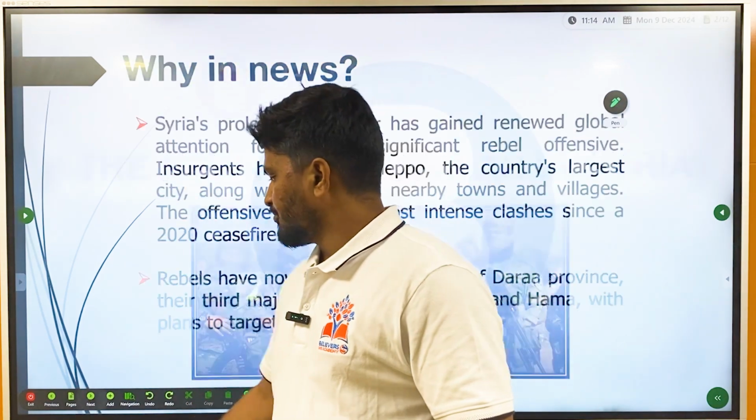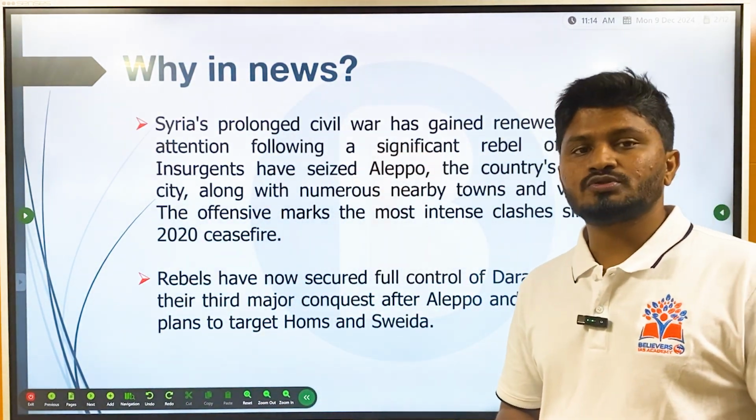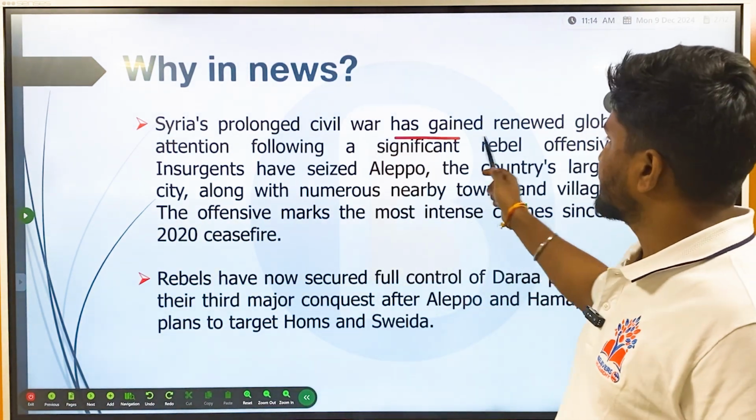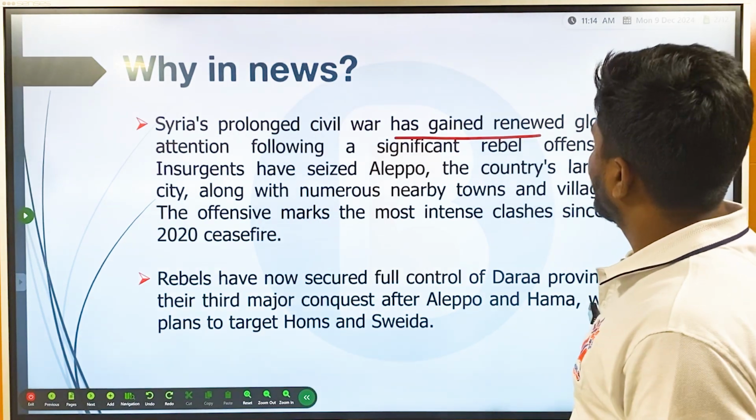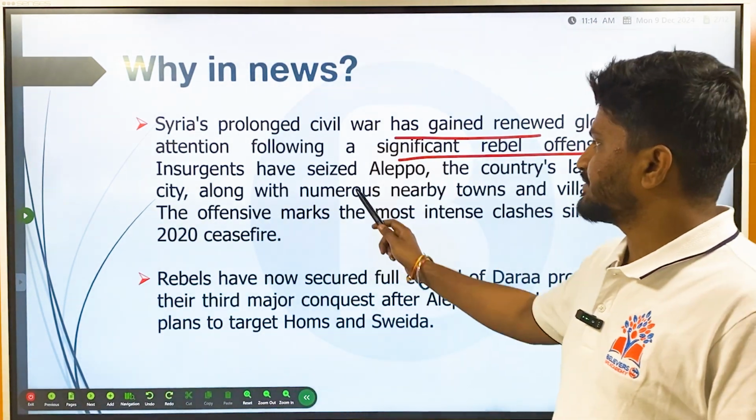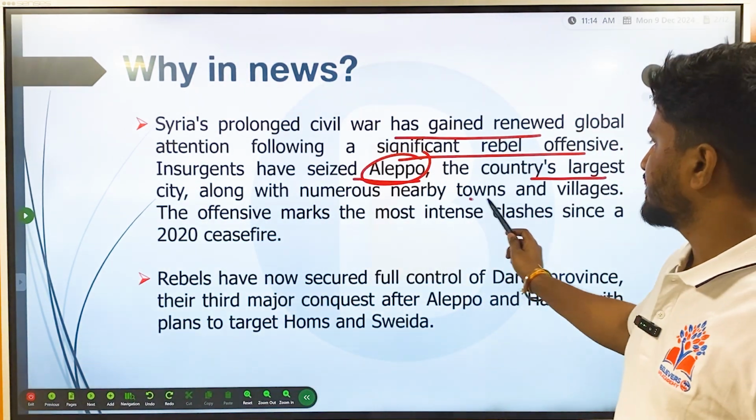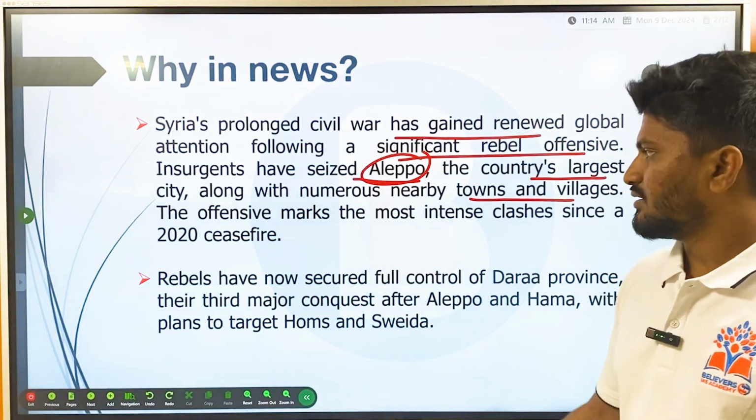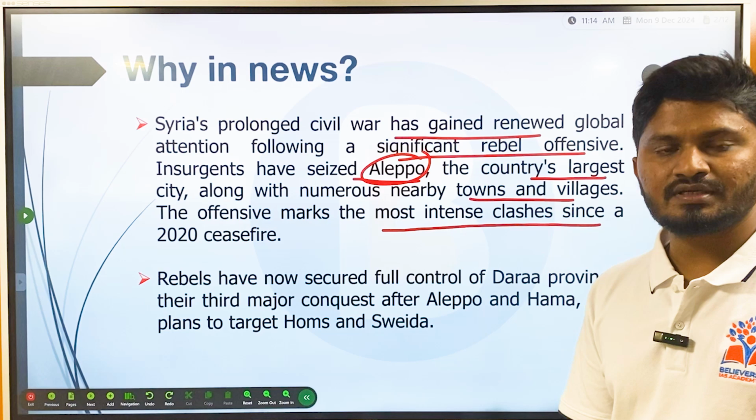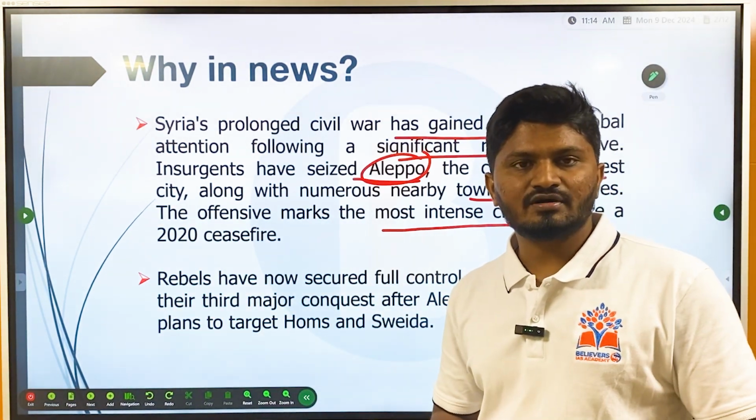It is in the news because Syria has been in a prolonged war since 2011, and the prolonged civil war has gained renewed global attention following a significant rebel offensive. Insurgents have seized Aleppo, the country's largest city, along with numerous nearby towns and villages. The offensive marks the most intense clashes since the 2020 ceasefire. In recent years, this has been the largest attack by the rebels.